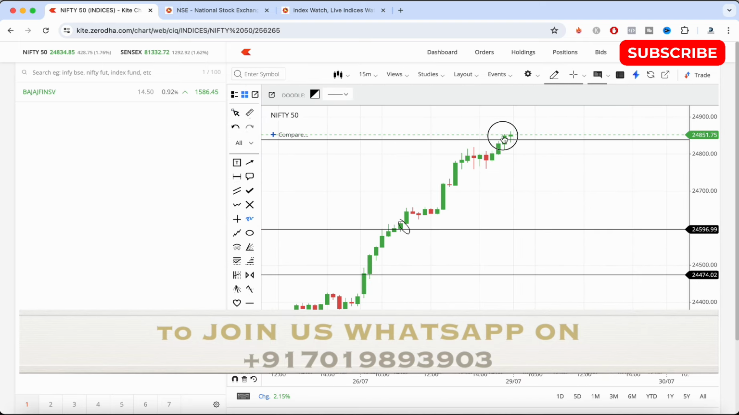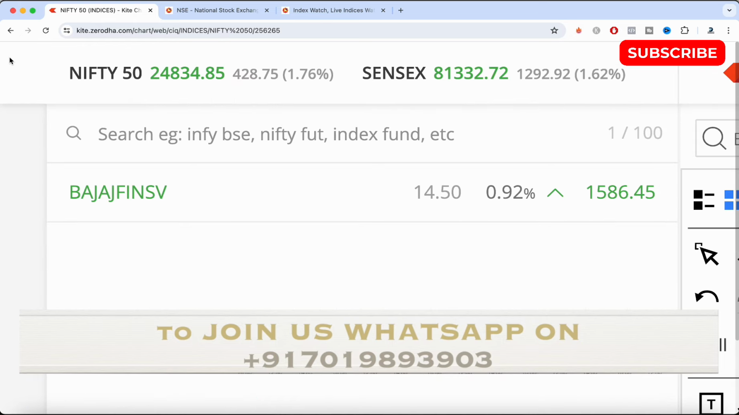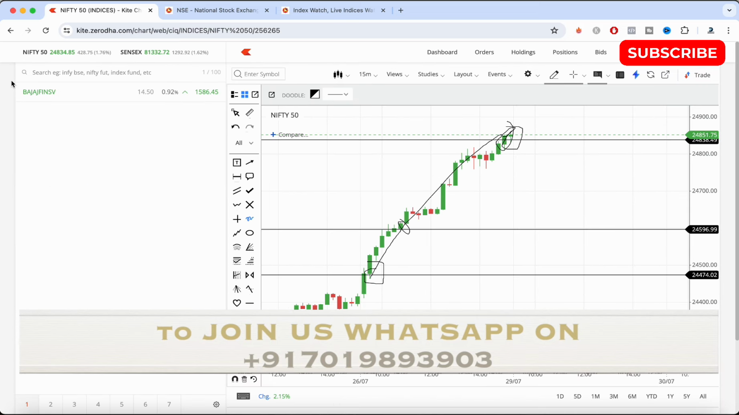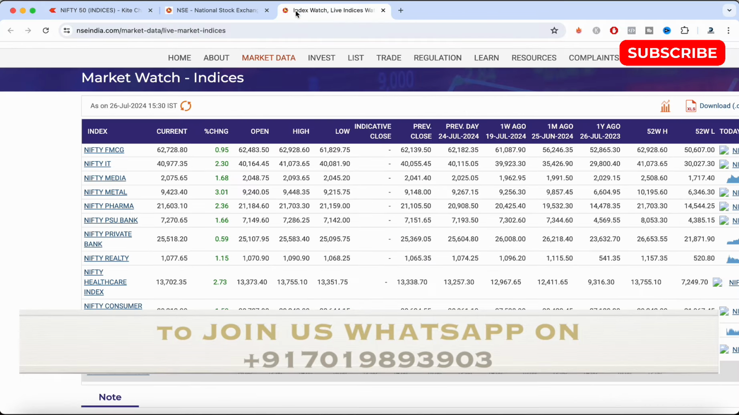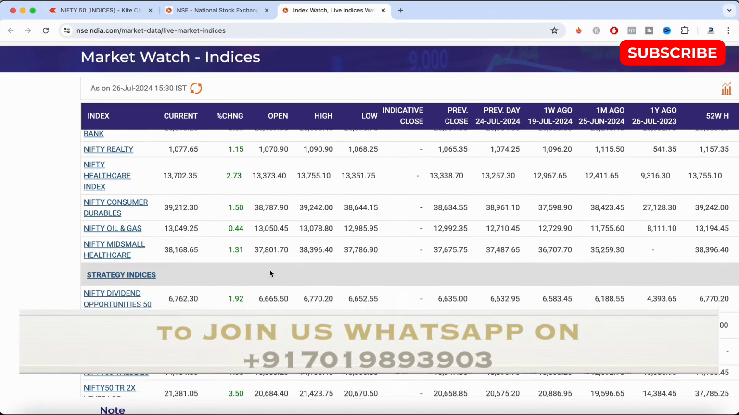So these were some of our main resistance levels from the last few days, and you can see that the support level of 24474 has held very well for the day. Once it gave a breakout on all the resistance, the market went up and closed above this main resistance level as well. 24834 is where the market has closed for the day, giving a very big bullish momentum. Now let's look at the main indices and how they have performed.